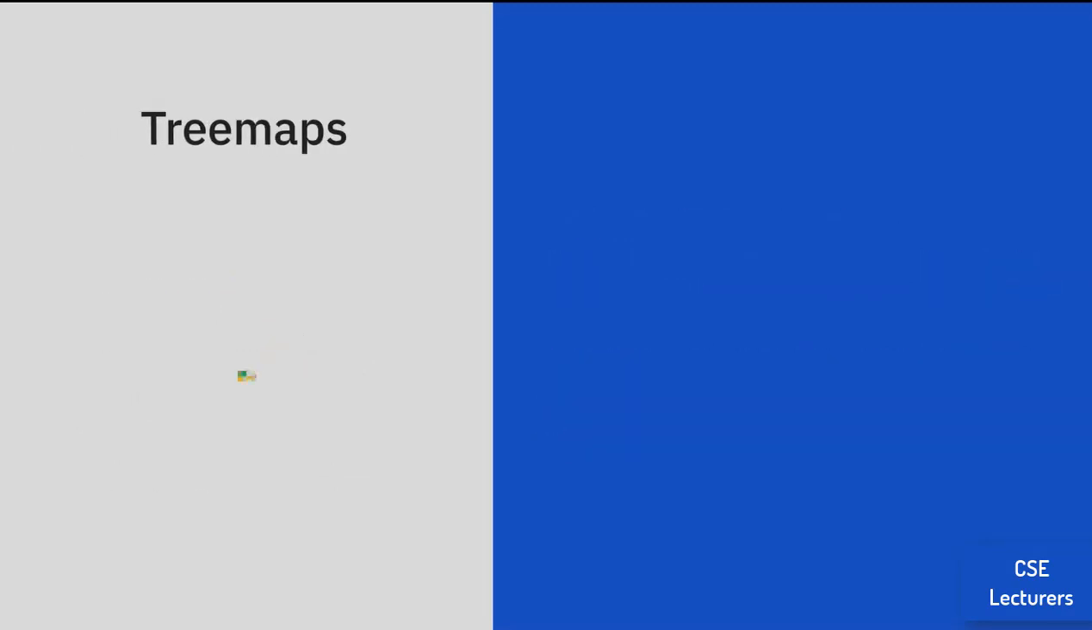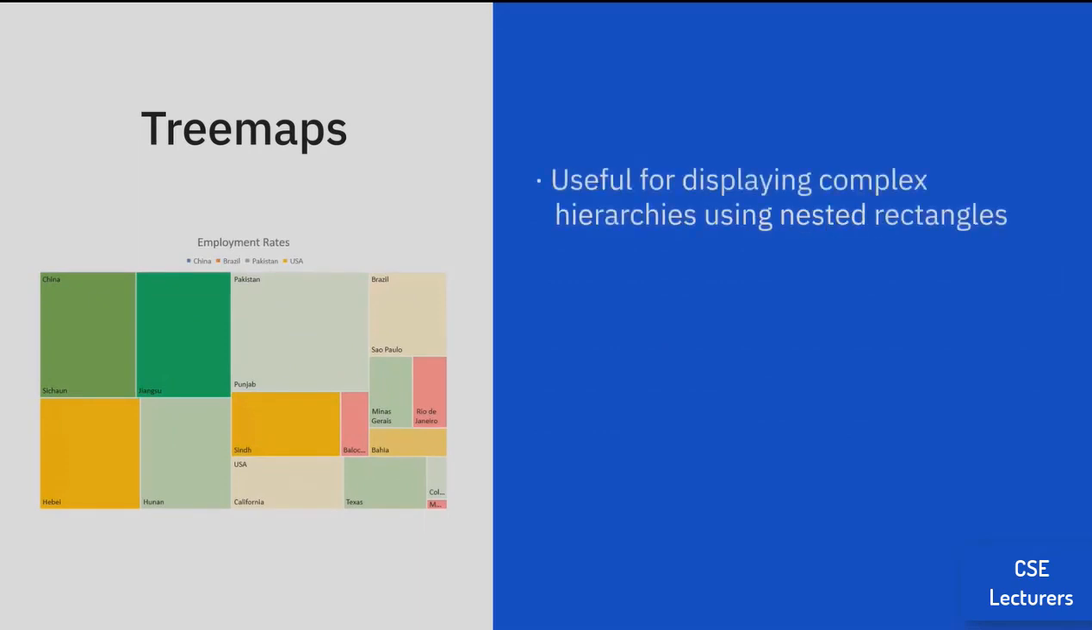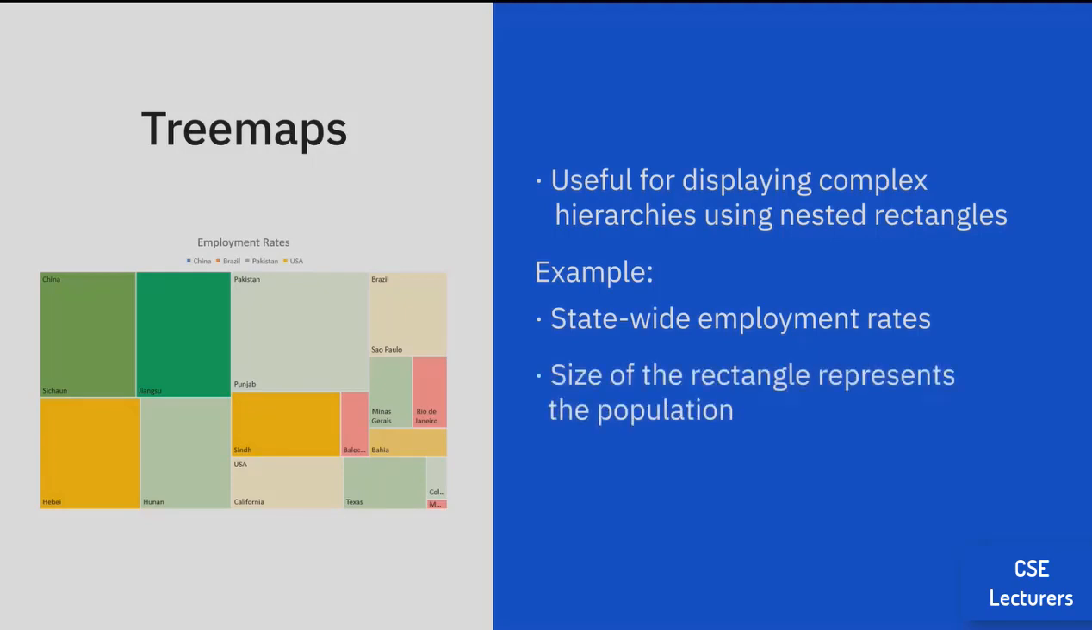Next, we have tree maps, which are useful for displaying complex hierarchies using nested rectangles. In this example, the tree map depicts statewide employment rates within the population of a country over the last year. The size of the rectangle represents the population, and the color represents the employment rate. We can click on any region to see the employment data of the sub-regions within the selected region.